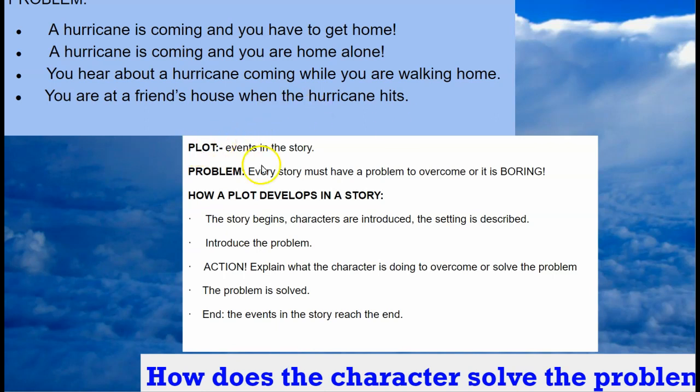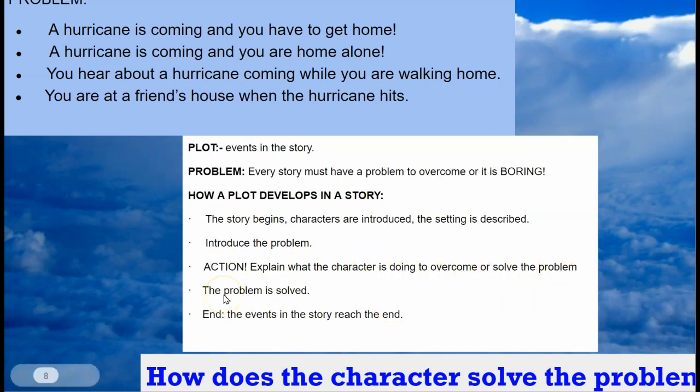So you have a plot, the events in the story, a problem. Every story must have a problem to overcome, or it is boring. Here is how a plot develops in a story. The story begins, characters are introduced, the setting is described. Setting is where it takes place, right? Could be at your house, at the library, at the beach. It's all up to you. You're the writer. Introduce the problem, the action, explain what the character is doing to overcome or solve the problem.